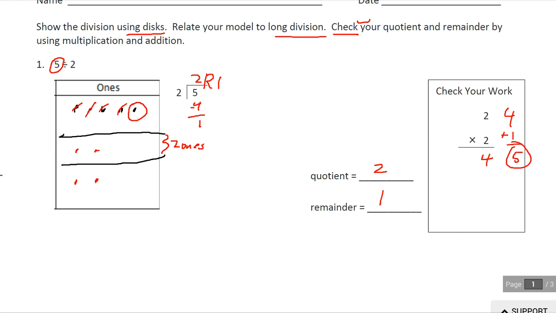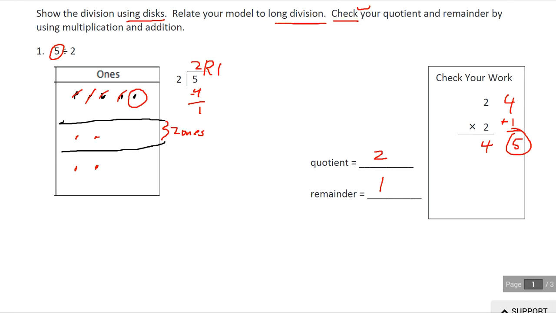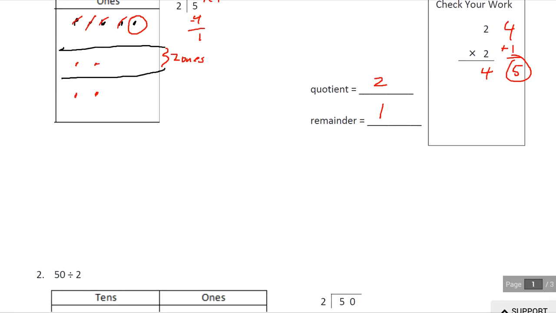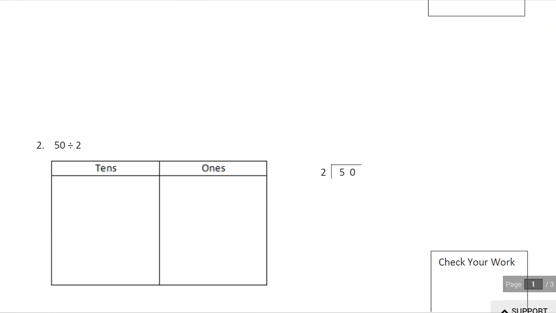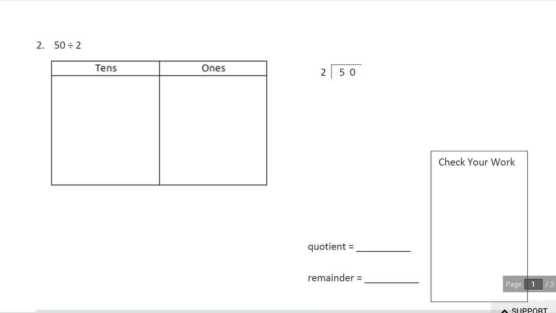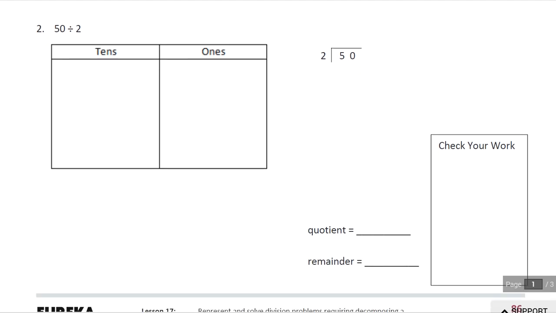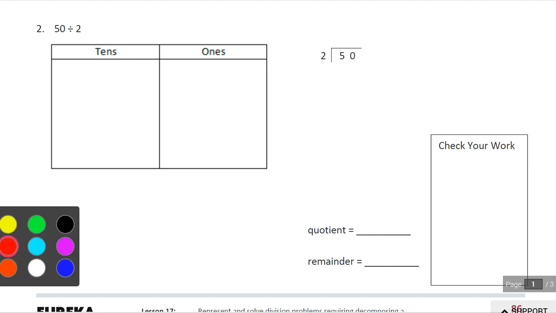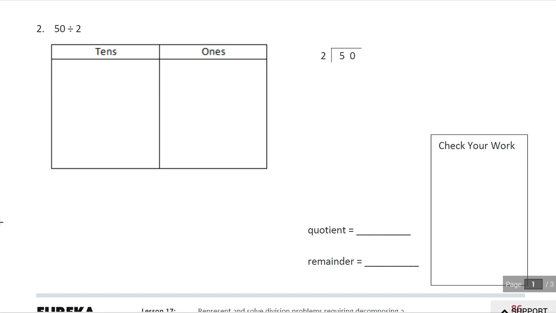All right, let's go on to number 2. That's a bit of a review. We're not doing any regrouping there. So that's fine when we just have ones. But we're going to find out in our next problem, what do we do if we have to regroup in the tens? Because we can't have a remainder of tens. Well, you'll see what we mean when we work this one out. So that was what you do when you have 5 divided by 2. What if you have 50 divided by 2?